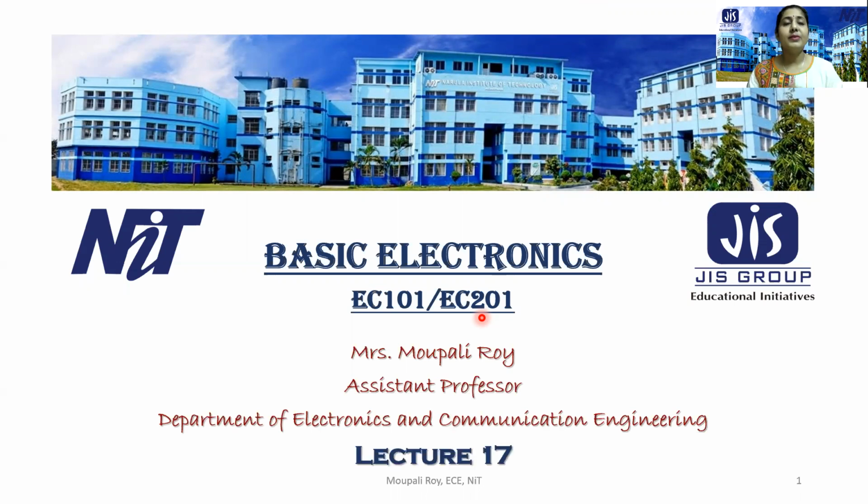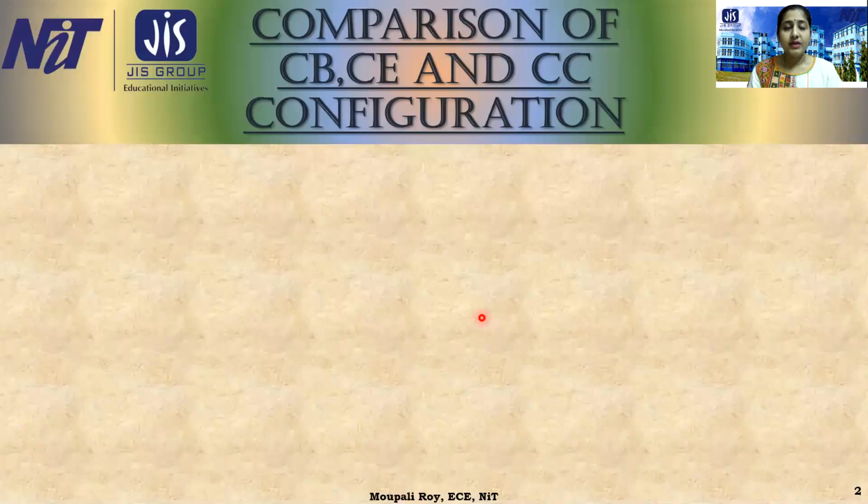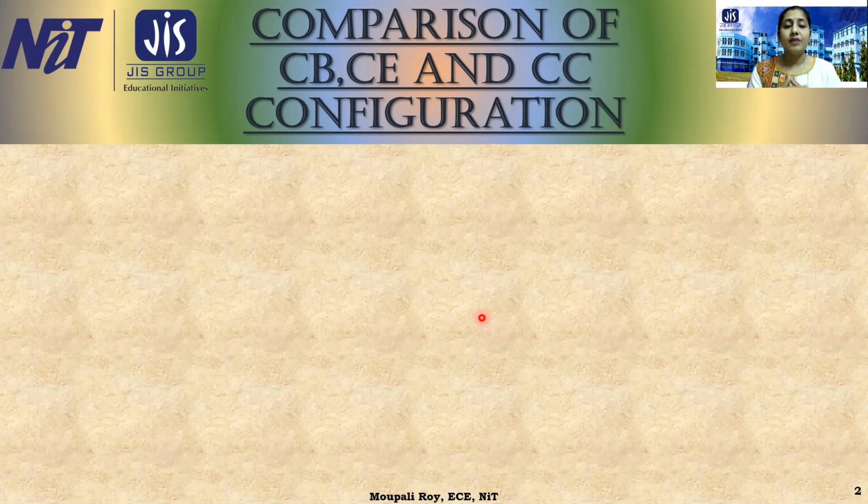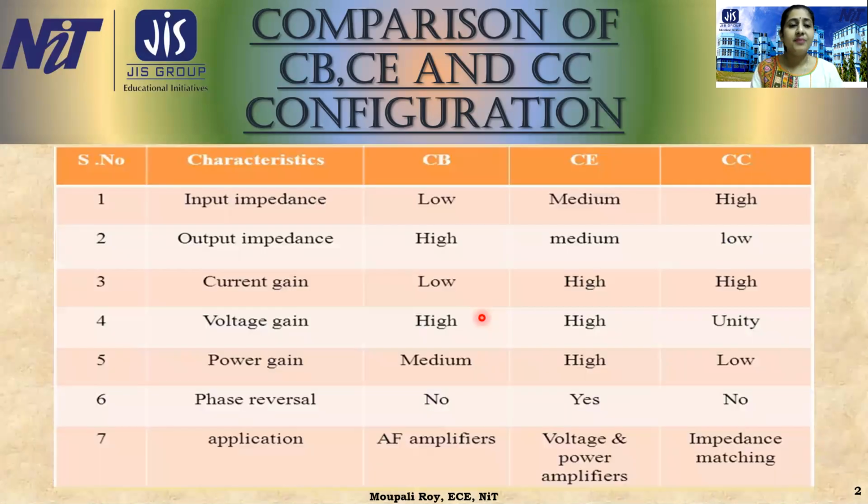In the previous lecture, we discussed the various types of CE, CB, CC modes, their input and output characteristics and their uses. Today's lecture, we are comparing these CB, CC and CE mode configurations. There are various characteristics: input impedance, output impedance, current gain, voltage gain, power gain, phase reversal and the applications. Depending on these, we are discussing the values or conditions of the CB, CC and CE modes first.